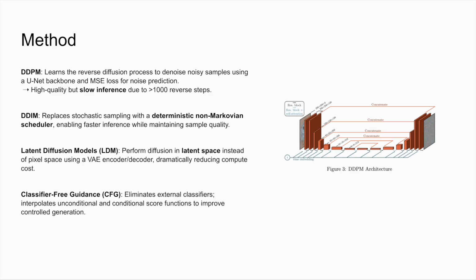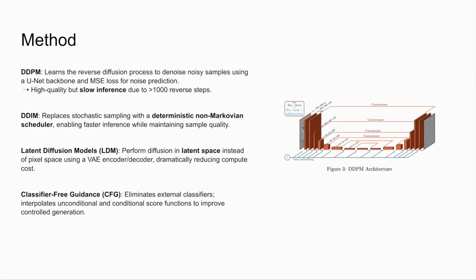To address this, we incorporate DDIM. This allows us to generate images in fewer steps, giving much faster inference while keeping the sample quality comparable. Next, we move from operating directly in pixel space to latent diffusion models. By encoding images into a compact latent space using a VAE, we drastically reduce the dimensionality of the diffusion process.